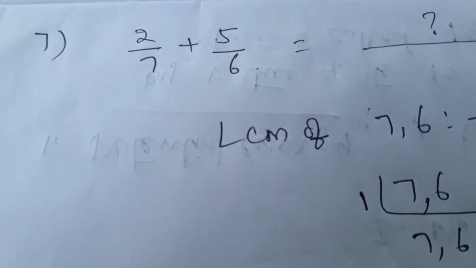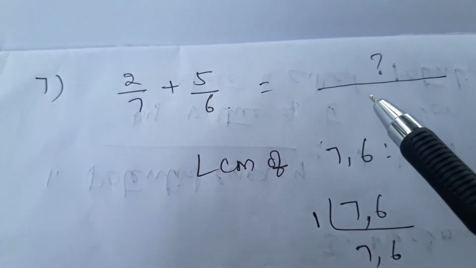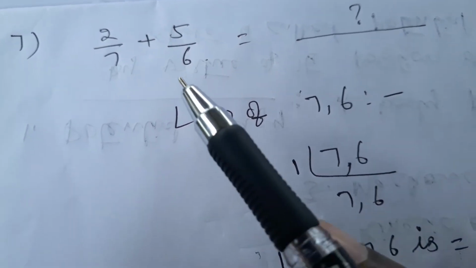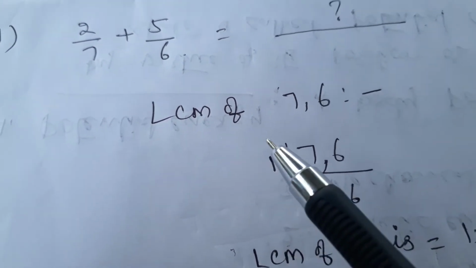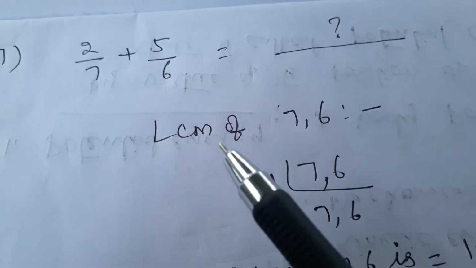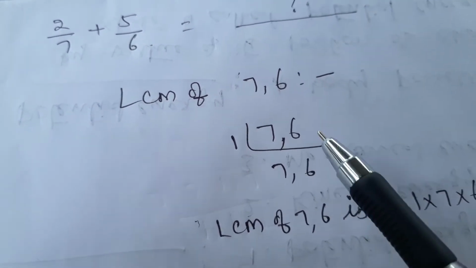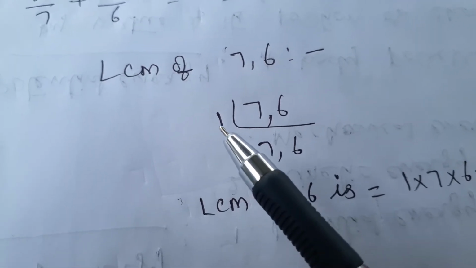First find out a common multiple of 7 and 6 right here. What is the common multiple? Find the common multiple, which is nothing but the LCM, least common multiple, of 7 and 6. How to find the LCM? If you don't know, learn here.